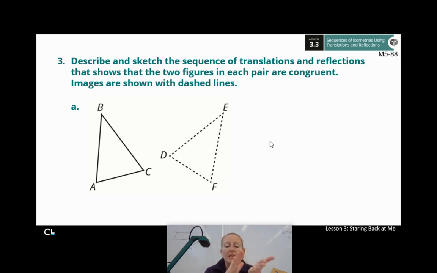So I want you to show me that these two guys are congruent by describing, hey, it was reflected over this kind of a line, and then it was translated up or down or left or right. Go ahead, hit pause. Work these out, just give me your descriptions, and then hit play when you're ready to check your work.